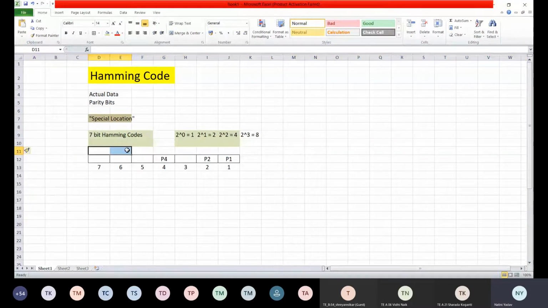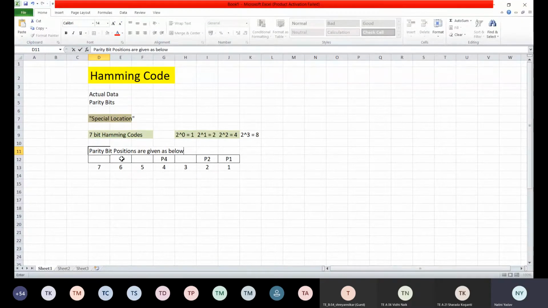Just a second, I'll write it over here. So parity bit positions are given as below. Fine. So these are my parity bit positions. Now we'll move ahead again.